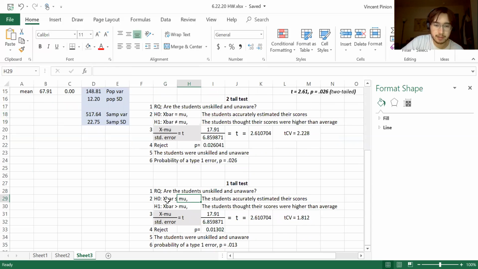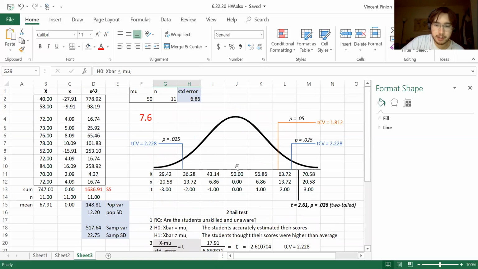For a one-tailed test, it's a little more complicated. The null is what would be indicative of you not finding what you think you're going to find by means of testing one tail. So the null hypothesis for a one-tailed test is that the average that the students thought they scored would be less than or equal to the actual average. So we would have a null finding if it were equal to the mean or to the left of the mean.